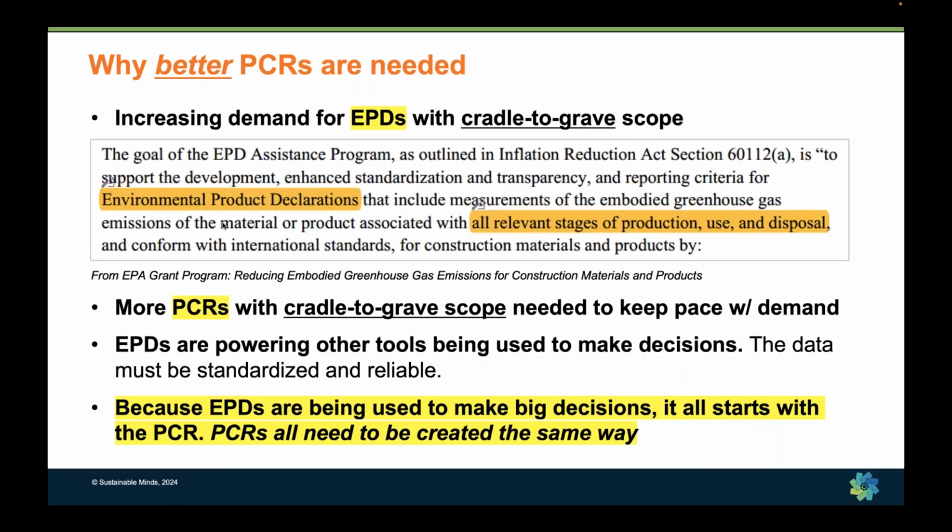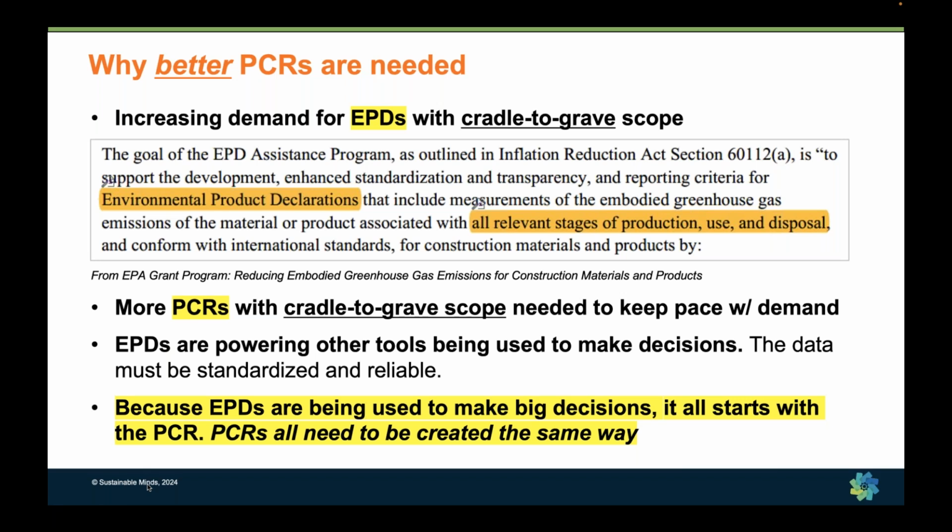And so, again, now you know it all starts with the PCR, because this increased demand for EPDs is requiring EPDs with cradle to grave scope. In the past, many PCRs have just been cradle to gate. Doesn't really give you the whole picture.